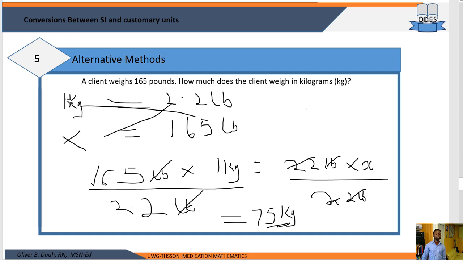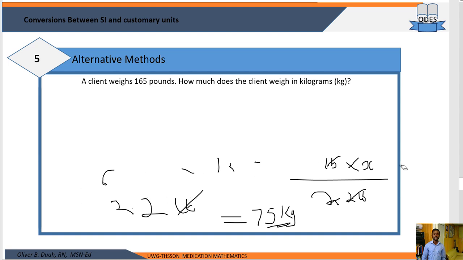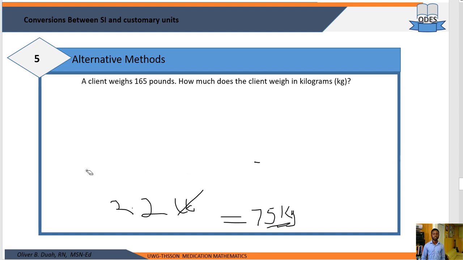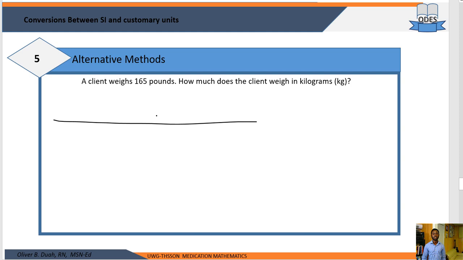Okay, we can also use dimensional analysis. In dimensional analysis, we always start with what we know and work our way towards what we don't know. So we have 165 pounds. This is what we have. We want our answer in kilograms, but we know that for every 1 kilogram there is 2.2 pounds.